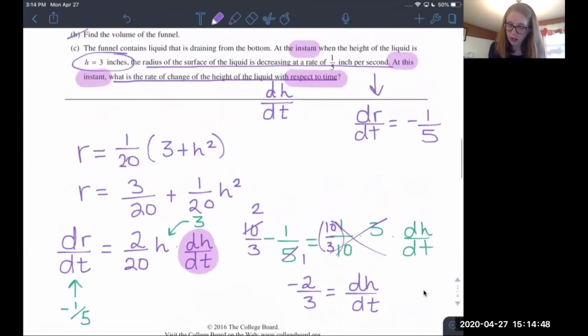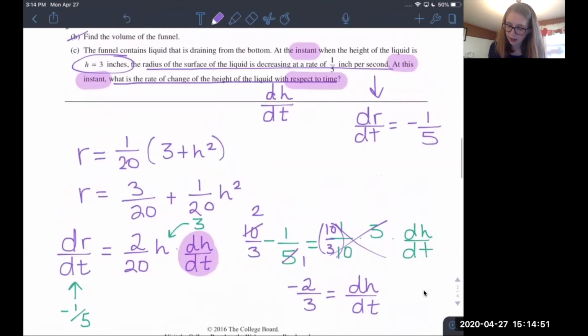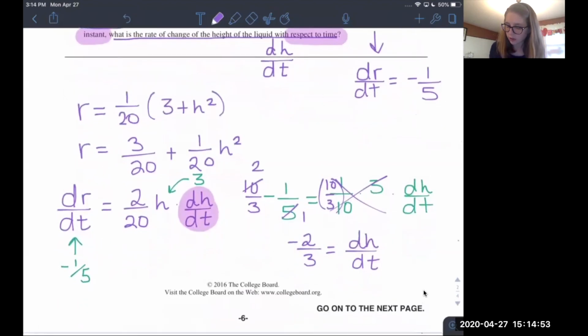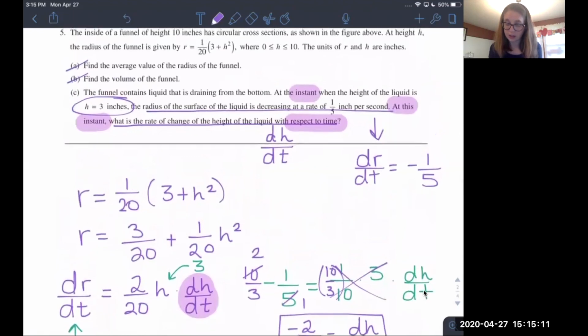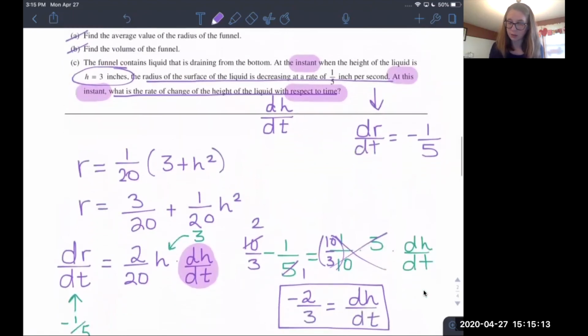If I wanted to answer that question, it does not say that I have to use units. So I can finally answer by saying that the rate of change of the height with respect to time is simply negative 2/3, because I don't have to say it's decreasing. I can just say the rate is negative 2/3 and I don't have to use units. Although if I wanted to, it would be inches per second, since the height is in inches and the time is in seconds.